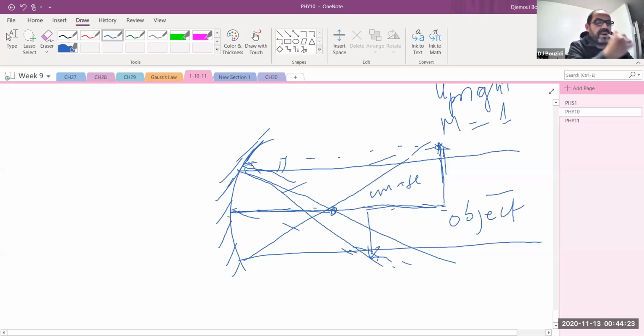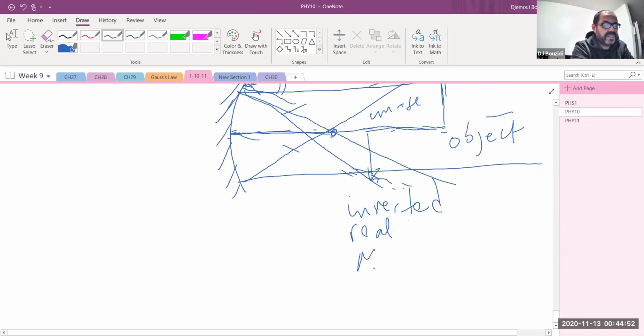If the object is on the other side of the focal point, like my drawing here, the image is actually upside down. So it's not upright, it's inverted. It is real because if I put a film in here, I'm going to find something that develops off of it. So this is a real image. And the magnification usually is less than 1. M is less than 1. The image is smaller, okay?